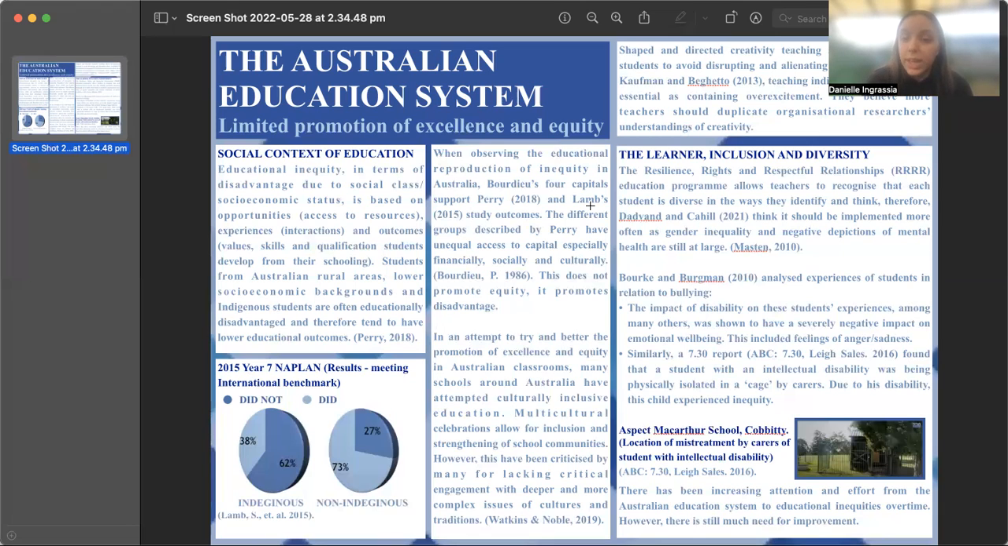Economic capital refers to financial and material assets that allow some students to access quality education and resources. Parents or carers must also have substantial economic capital. Economic capital can also determine the opportunities for students to access resources from their own homes, which would assist them in their learning. Social capital refers to the family, networks, and relationships an individual possesses.